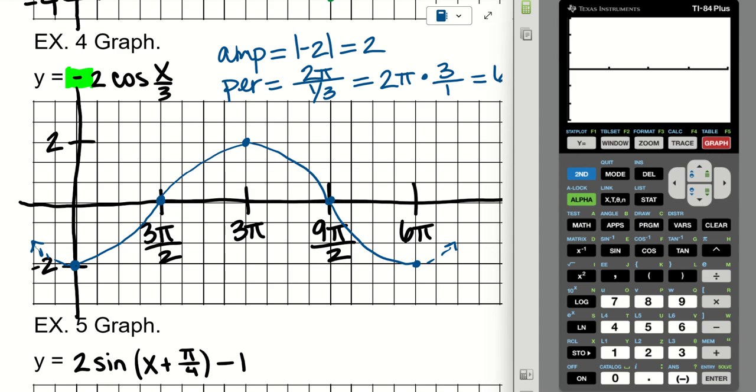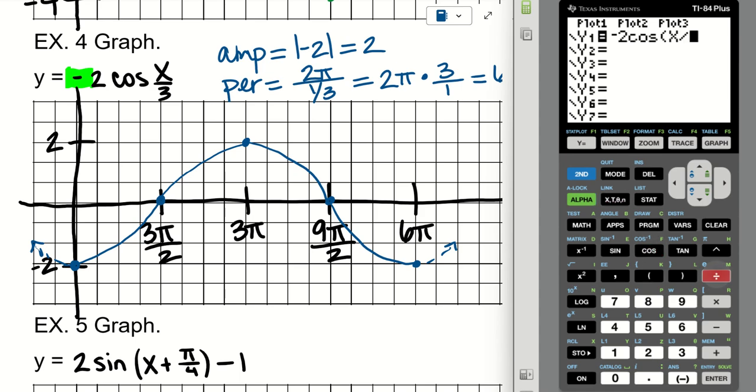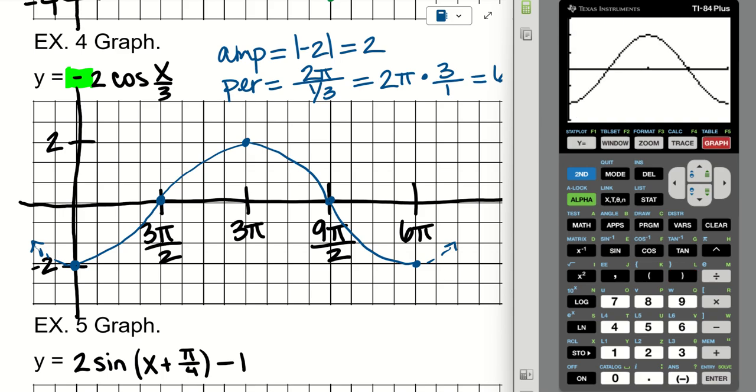Okay, so we're going to hit graph. Oh, we got to put our equation in y equals before we can graph. So we're going to type -2 cosine, and then we're going to type x divided by 3 inside that parenthesis. Now we're going to hit graph. So hopefully the graph on the calculator and the graph on my paper are going to match up.